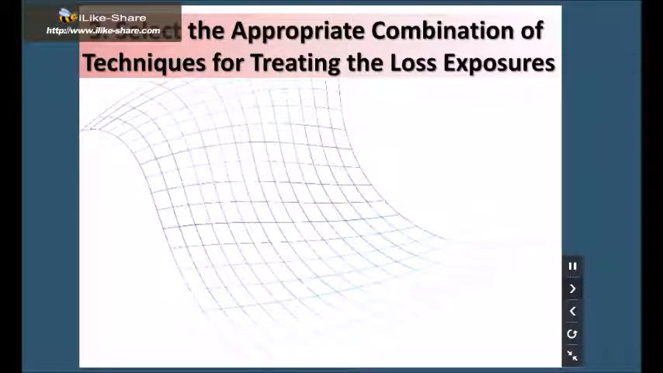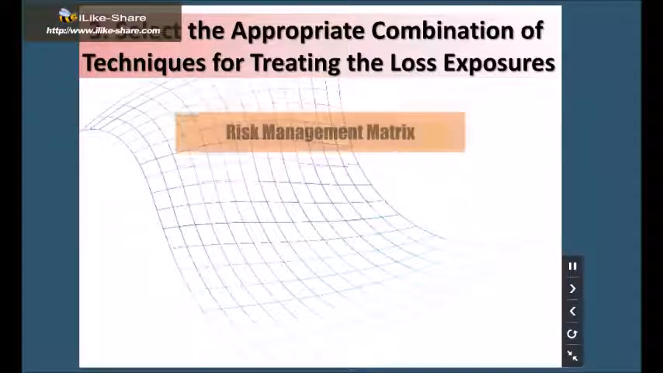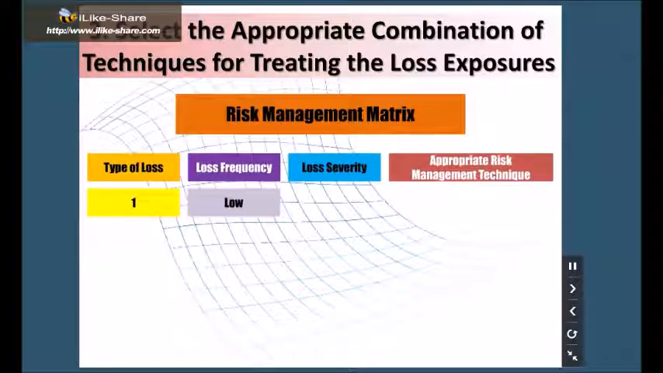Select the appropriate combination of techniques for treating the loss exposures. Risk management matrix.